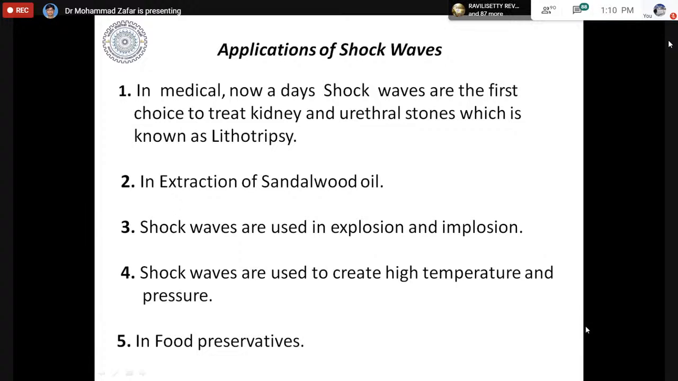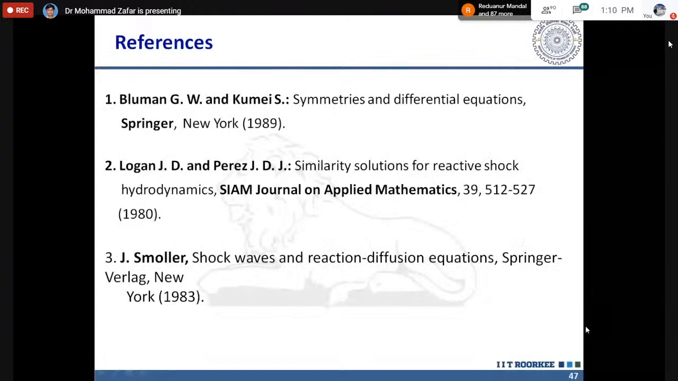Second, for extraction of sandalwood oil, we can use shock waves. Also, as we have just mentioned in the implosion problem or imploding shock problem, shock waves are used to create high temperature and pressure. Also, in food preservation, they are being used a lot nowadays. So these are some applications of shock waves.